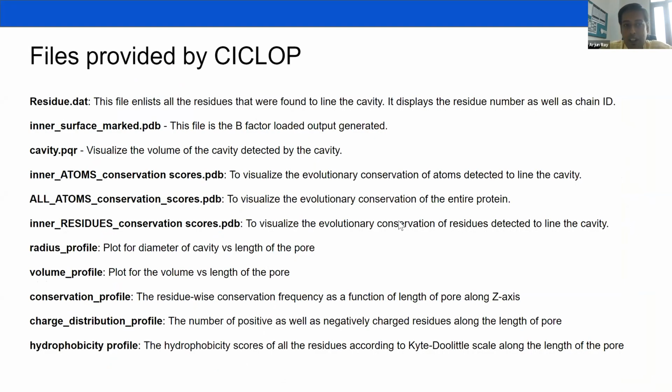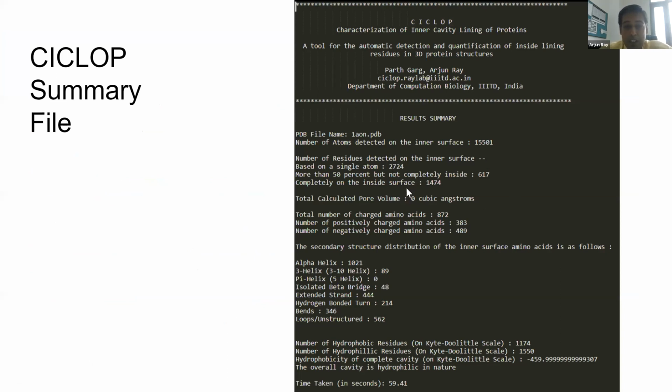The files that you get out from the Cyclop output include all the residue listing as a residue DAT file. You have the inner surface marked as a B factor. You have a PQR, which actually maps the cavity, and it also calculates the conservation scores and gradient profile. I'll go through some of the case studies to show the utility of all these parts. And this is the summary file which you get. It calculates the number of residues, more than 50%, which are not completely inside. It will give all the secondary structures on which these residues are, it will calculate the hydrophobicity and hydrophilicity, and it will also tell you if the overall cavity is hydrophilic or hydrophobic.